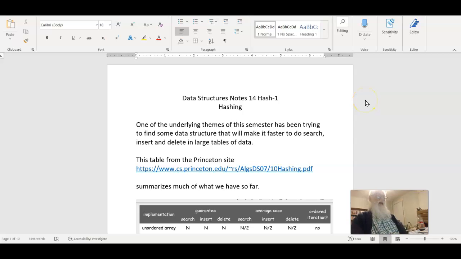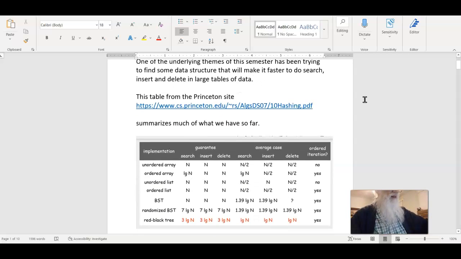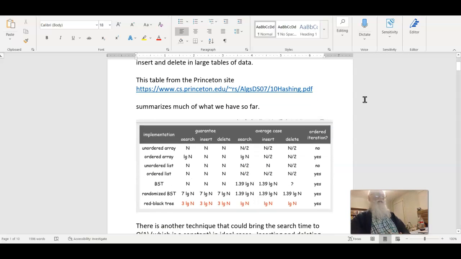Hello again. We are going to start a new topic today. This topic is a continuing quest in our long quest this semester to find some kind of data structures that will make it faster to do search, insert, and delete in large tables of data. Now, this table I took from the Princeton site that I listed there. It gives a summary of much of what we've done so far.